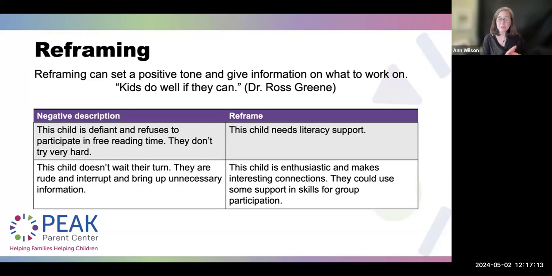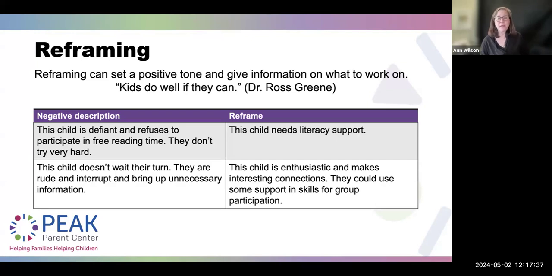Keeping in mind that, as Dr. Ross Greene says, kids do well if they can. So we really want to get information that helps us figure out what they can do to handle a situation differently. So, just a couple of examples. A negative description might be, this child is defiant and refuses to participate in free reading time.